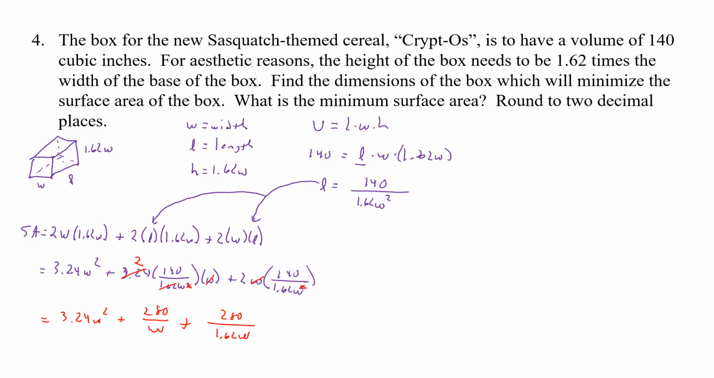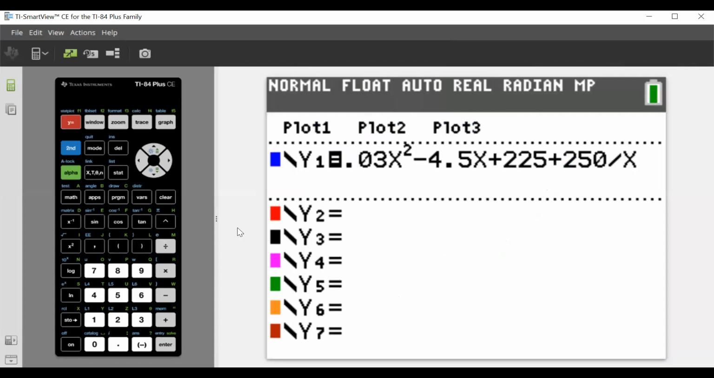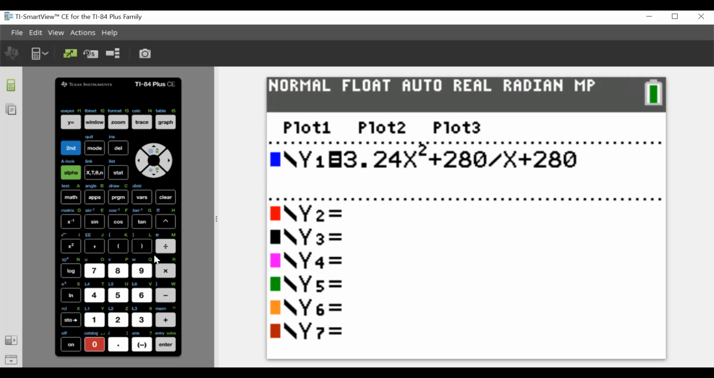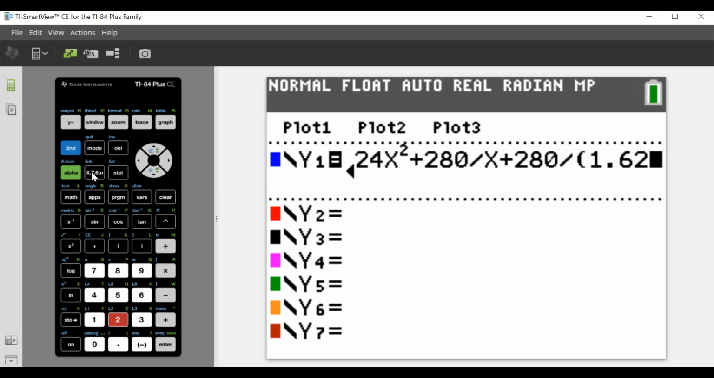3.24 w squared plus 280 over w plus 280 over 1.62 w. Okay, and we're just going to plug that directly into our calculator, and we're going to minimize it again, I think. So let's clear that. And so we had 3.24, and now we're saying they're x's because we can't put a w in here, and then plus 280 divided by x plus 280 divided by the quantity 1.62x parenthesis. Now let's see what it looks like here.